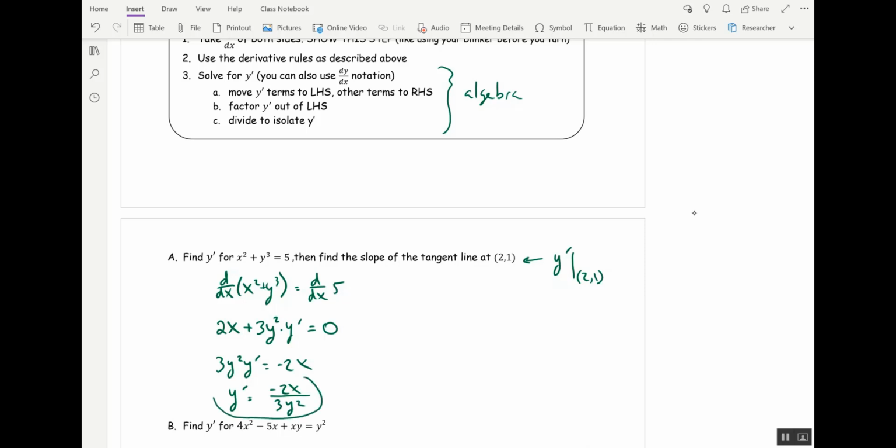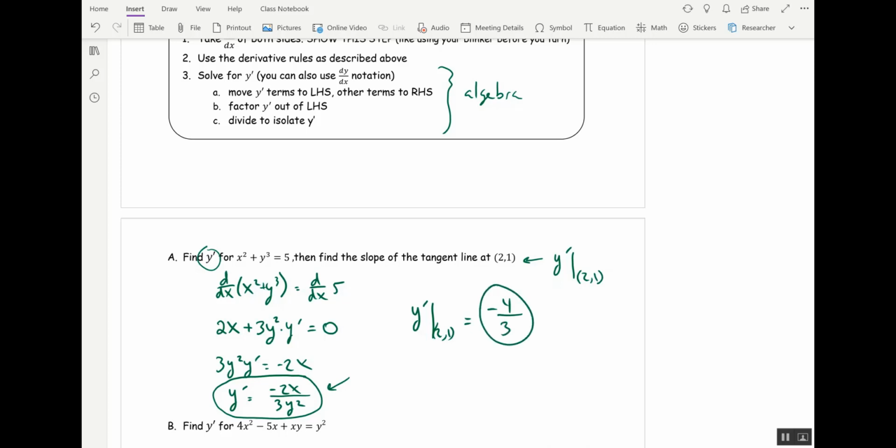And there's our derivative. Notice that the derivative will usually involve x and y. If we knew what y was in terms of x, we wouldn't be doing this to begin with. So that's the first part, find y prime. The second part is to find the slope of the tangent at (2, 1). So for that, we want y prime at (2, 1). I put 2 in for x and 1 in for y in this formula, and I get negative 4/3.